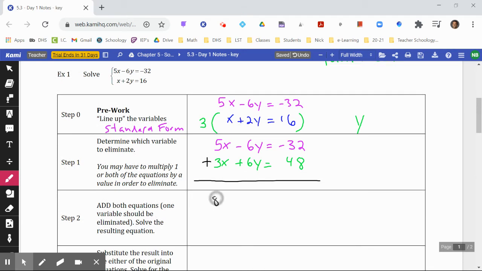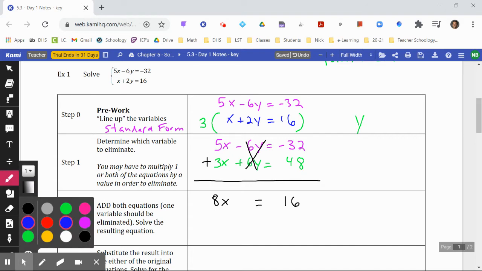So we're going to get 8x. My y's are going to be eliminated, equals positive 16. A negative 32 plus 48 gives me a positive 16, and then 5x plus 3x is 8x. All right, so I eliminated my y's. Now I just got this little one-step equation here to solve for x. We can divide by 8, and we get x is equal to 2.